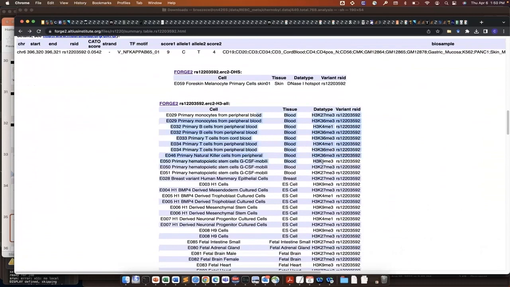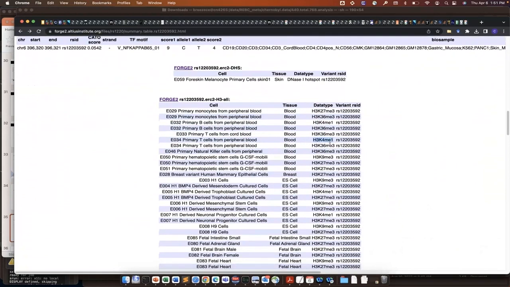Jesse Engreitz, who's the guy who sort of invented ABC, I mean, it would be great to have allele specific information on ABC. I don't think we are at that level yet, but that's like the future. So that would be a very interesting project.